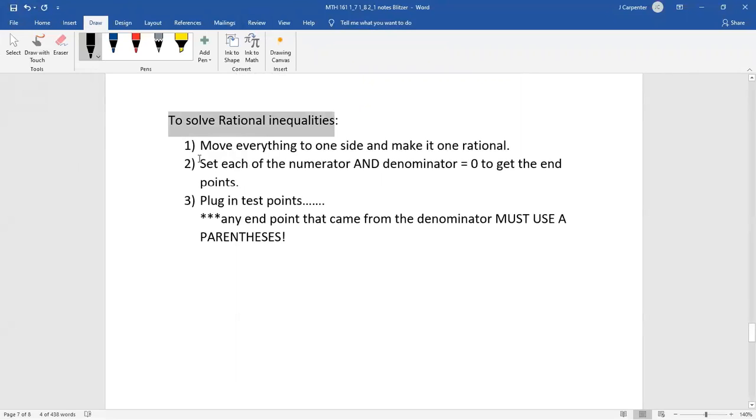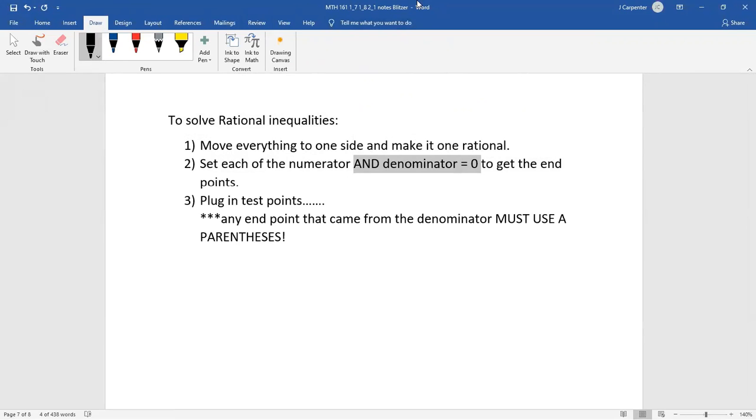But then instead of just setting the whole thing equal to 0, one time you'll set the top equal to 0. So that'll be its own equation. That'll give you its own endpoints. And then another time, you take the bottom and you set it equal to 0, and that'll give you endpoints. So the endpoints are the values that make one of the top or bottom 0.